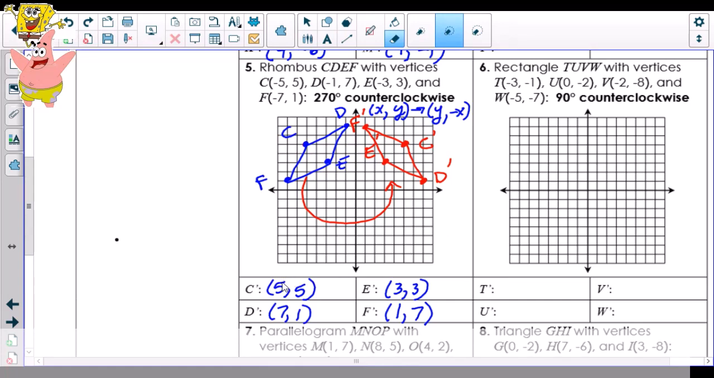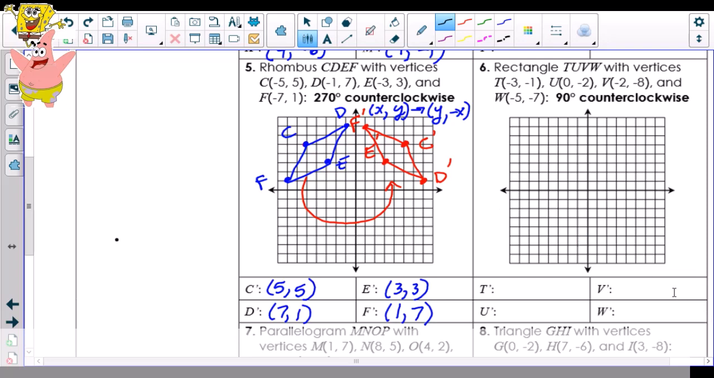Okay, so on number 5, this is what you should have gotten. Remember that we are using the counterclockwise rule right here. So we change to (y, negative x). So these should be all of your new correct points. And then when you plot it, here's your C prime, D prime, E prime, F prime. And we're rotating it counterclockwise 270 degrees like that.